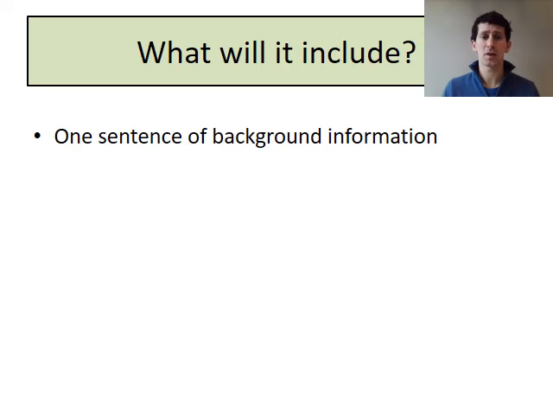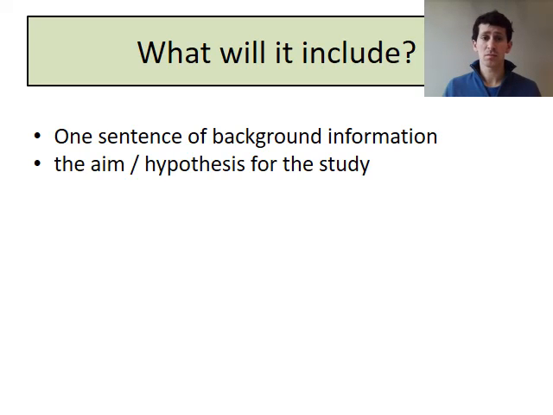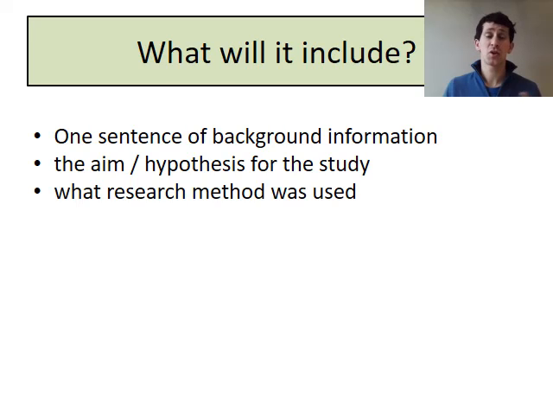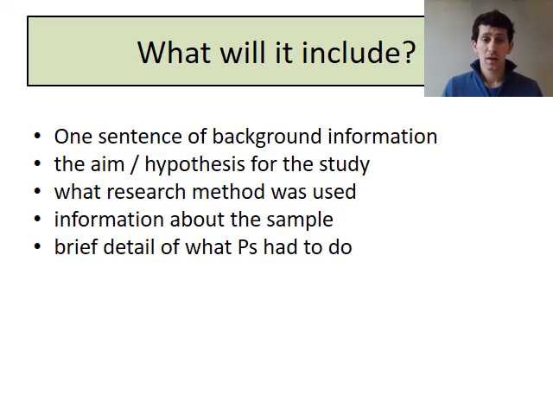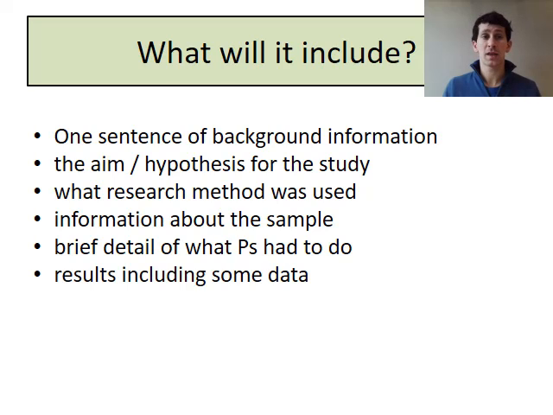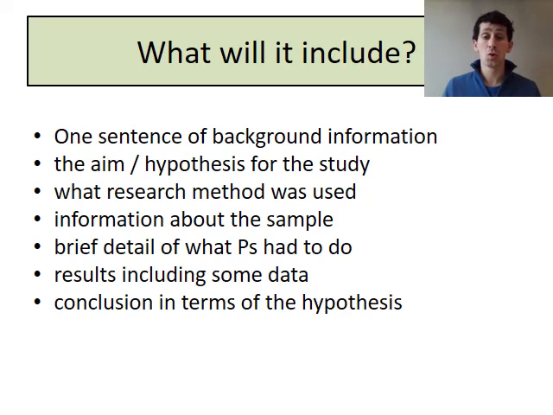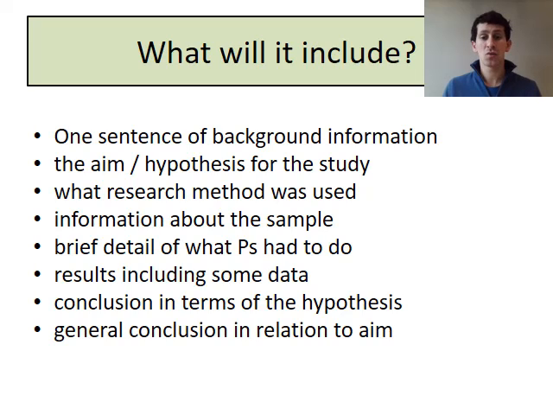So what sort of things would an abstract include? Definitely a sentence on background information, a bit on the aims and the hypothesis. It tells you what research method was used, for example independent groups or repeated measures. It's also looking at any information about the sample that was used, so what type of people were used in the study, a brief description of what the participants had to do, some results and data, whether it's significant or not, a conclusion about the hypothesis, did you reject or accept your initial hypothesis, and a general conclusion in relation to the aim. What was the general conclusion for the findings of that particular study?